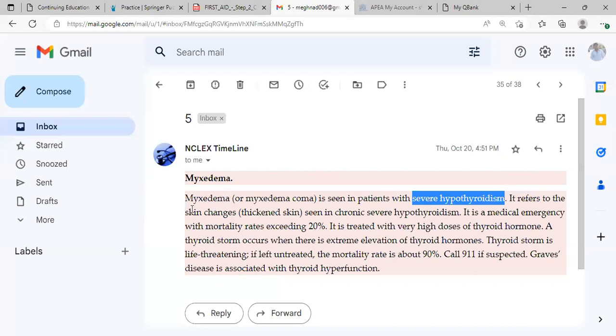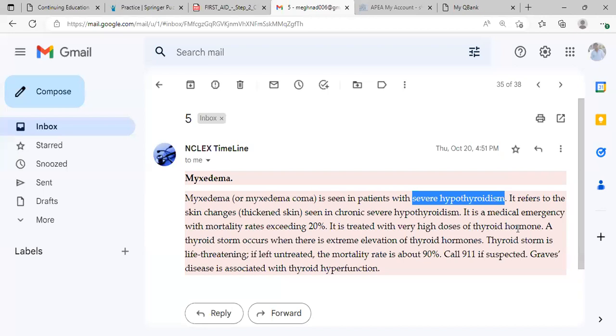It refers to the skin change, like thickening of the skin. Also, skin change seen in chronic severe hypothyroidism. It is a medical emergency with a mortality rate exceeding 20%. It is treated with a high dose of thyroid hormone. So the patient has hypothyroidism. They need T3 and T4 to correct the hypothyroidism condition.